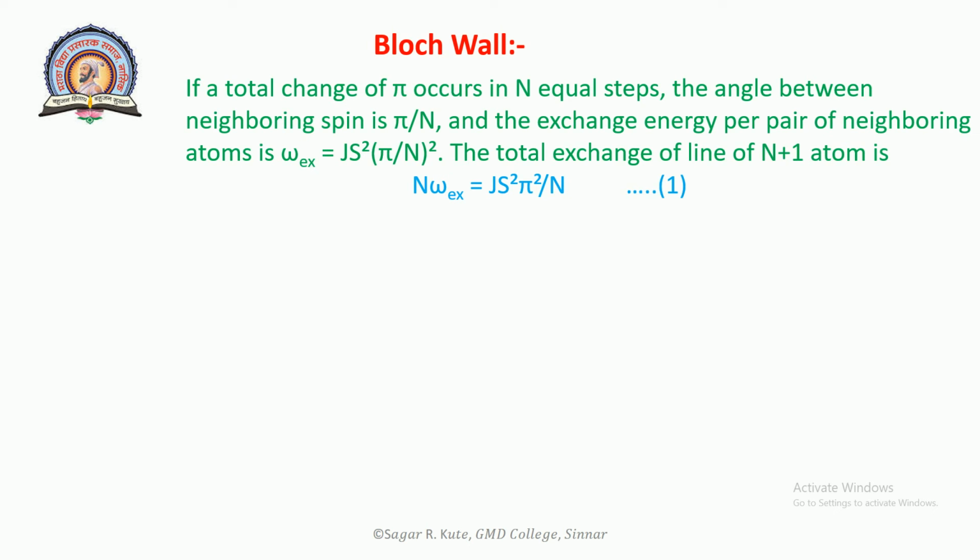If a total change of pi occurs in n equal steps, the angle between neighboring spins is pi by n, and the exchange energy per pair of neighboring atoms is omega ex is equal to J S square bracket pi upon n bracket complete square. The total exchange energy of a line of n plus 1 atoms is n omega ex is equal to J S square pi square upon n, and this will be equation number 1.